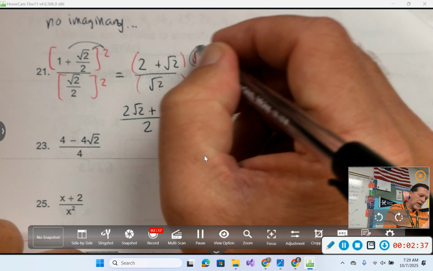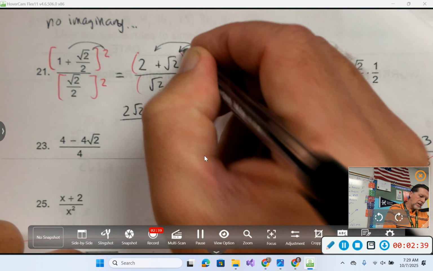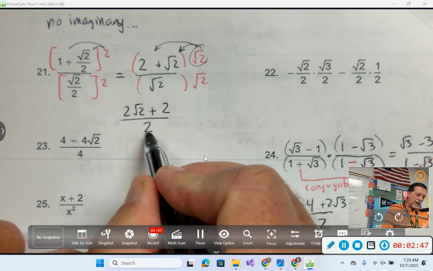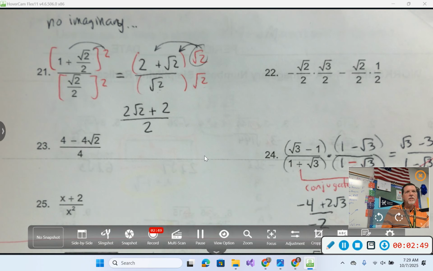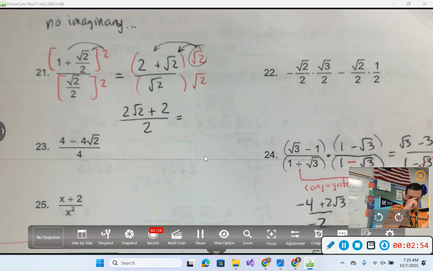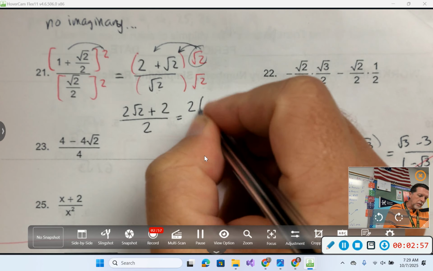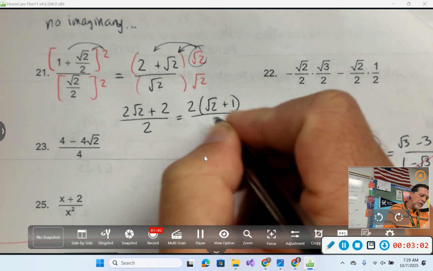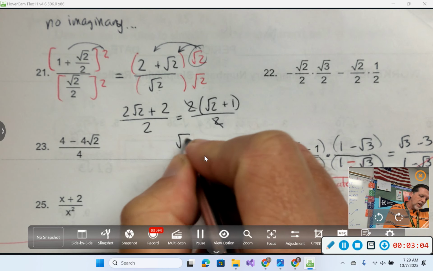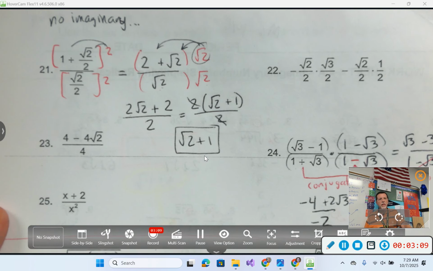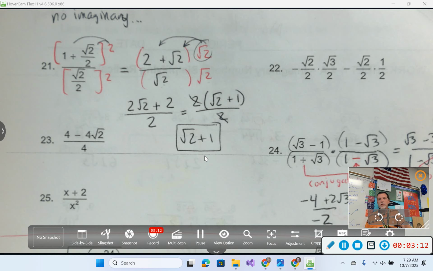So in the top, I distributed the root 2 to both pieces. Oh, I see. Okay. Can I divide 2 into both of those? Yeah, since it'll go into both of them. Or if you want more proof, like you can only divide factors, maybe it would be wiser to factor out the 2. Then it becomes a little more obvious that you can cancel the 2's. And after all of that, root 2 plus 1. Crazy.